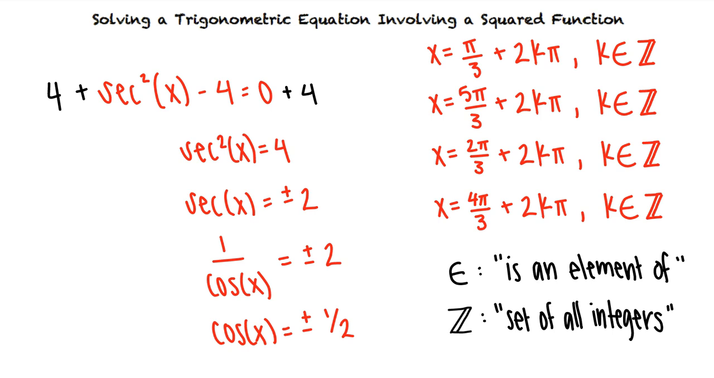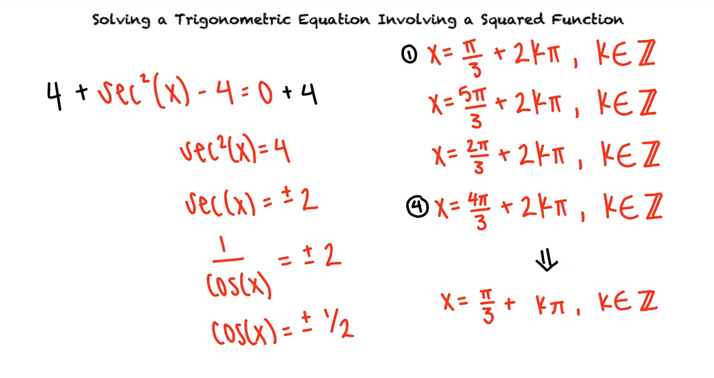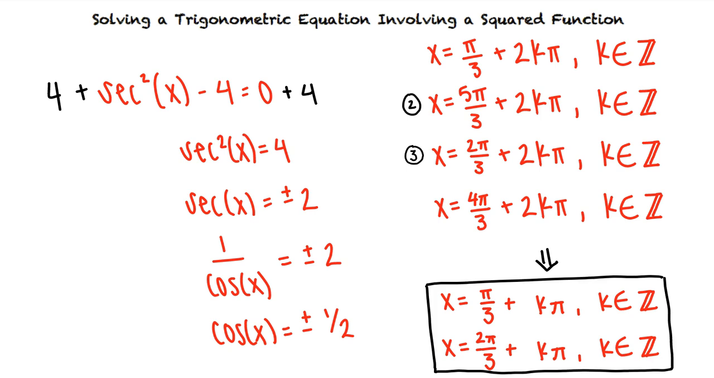In this problem, we can even condense our solutions further. The first and fourth equations can be condensed to x equals pi thirds plus k pi, k element z, and the second and third equations can be condensed to x equals 2 pi thirds plus k pi, k element z. This results in our final solutions to the equation secant squared of x minus 4 equals 0.